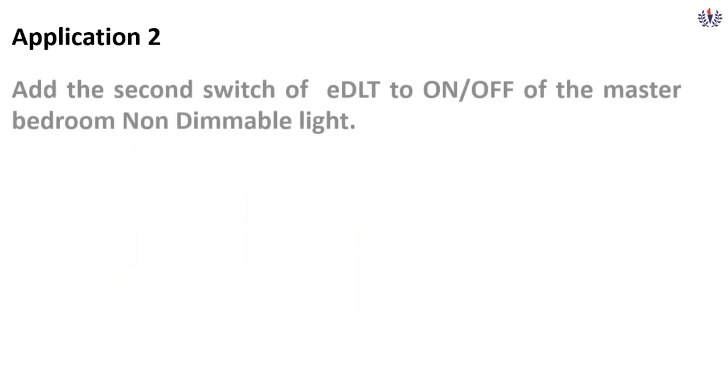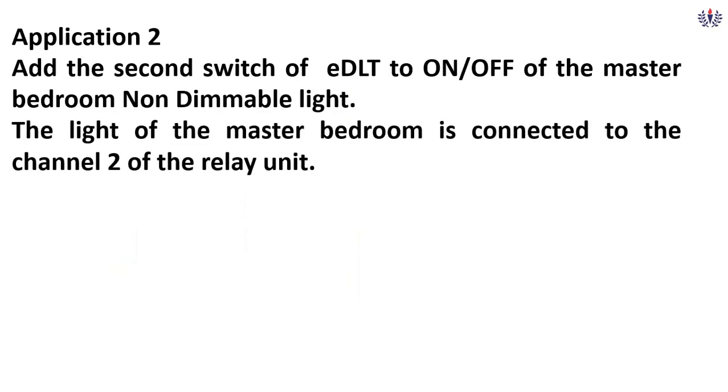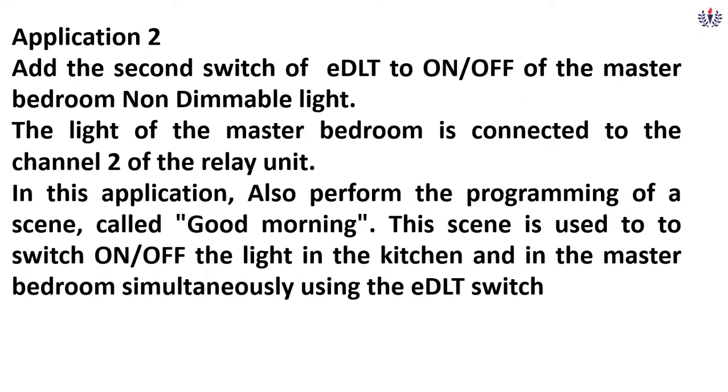The second application we are going to see: the first application was you are going to control the kitchen by means of the non-dimmable LED from the EDLT switch. Along with that, you are going to add one more EDLT switch to switch on and off the master bedroom non-dimmable light. The light of the master bedroom is connected to a channel of the voltage free relay. It is connected in channel 2 because channel 1 is already connected. We are going to connect to the channel 2.